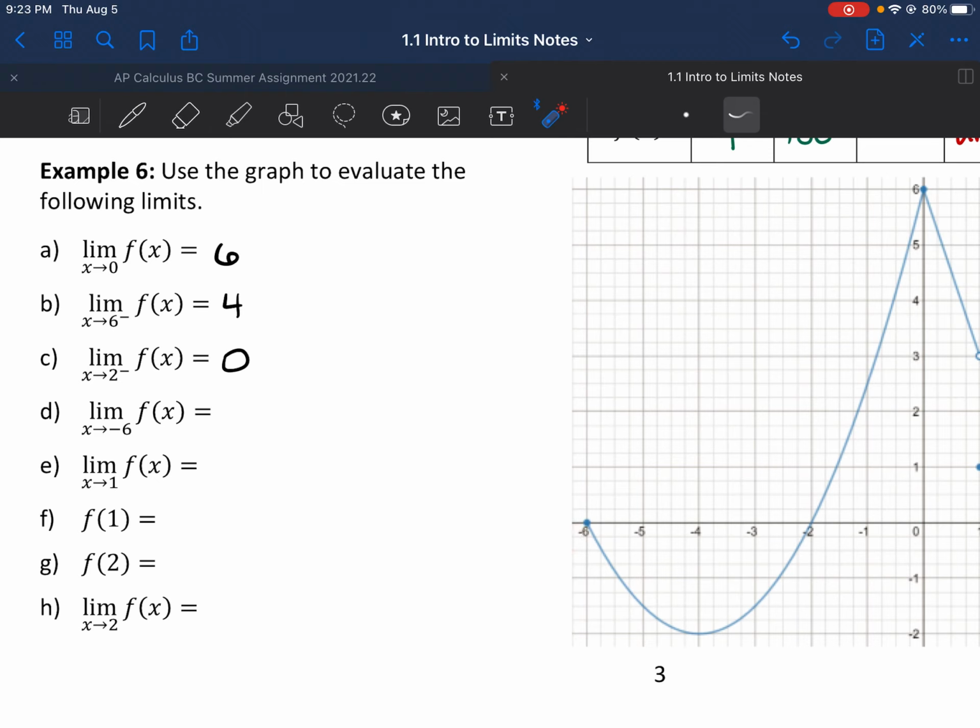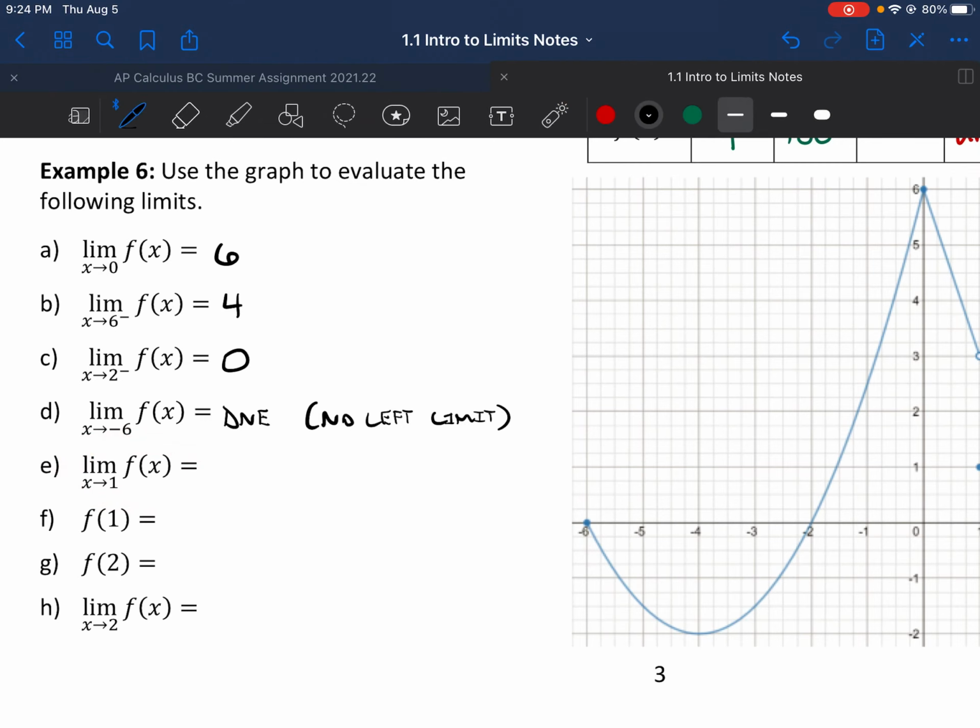We don't know if it's over here. We don't know if it's over here. In fact, it just stopped right there. So we actually are going to say that this limit does not exist. Because for the limit to exist, the left side limit and the right side limit must equal each other. But there is no left side limit as x approaches negative 6. Okay? No left limit.